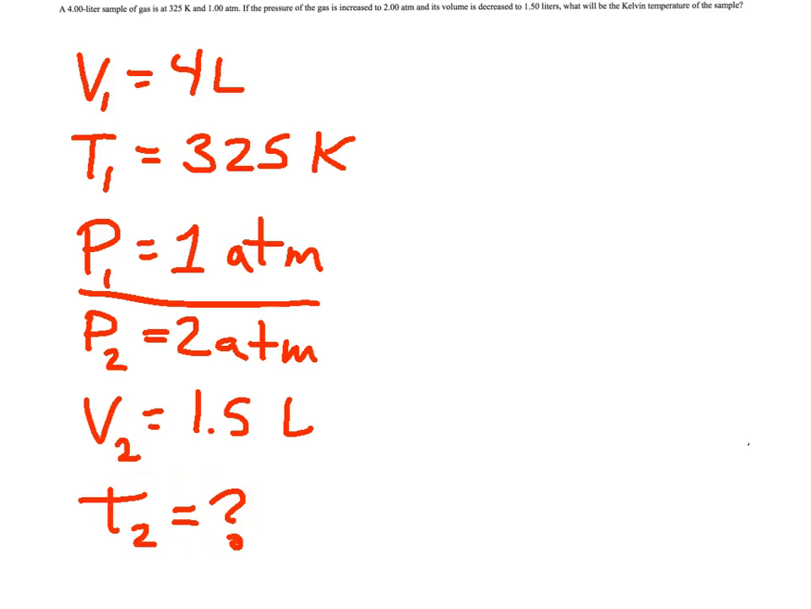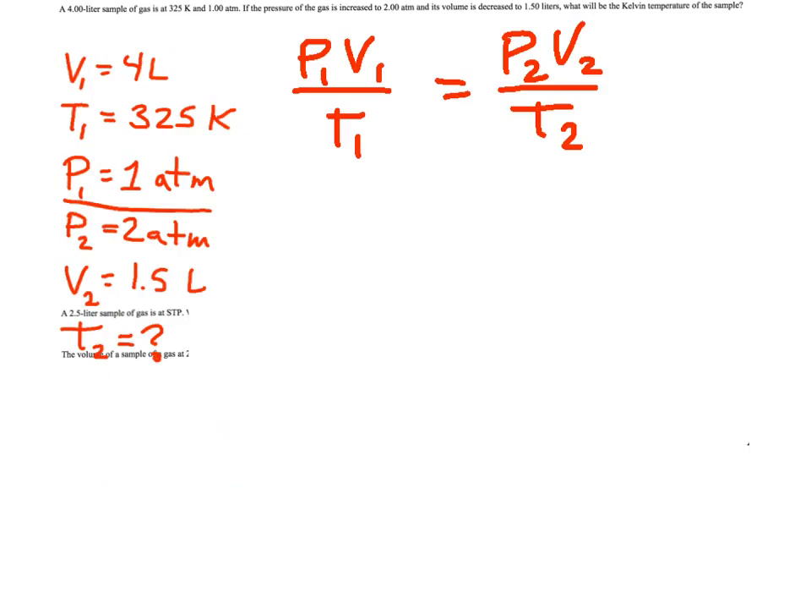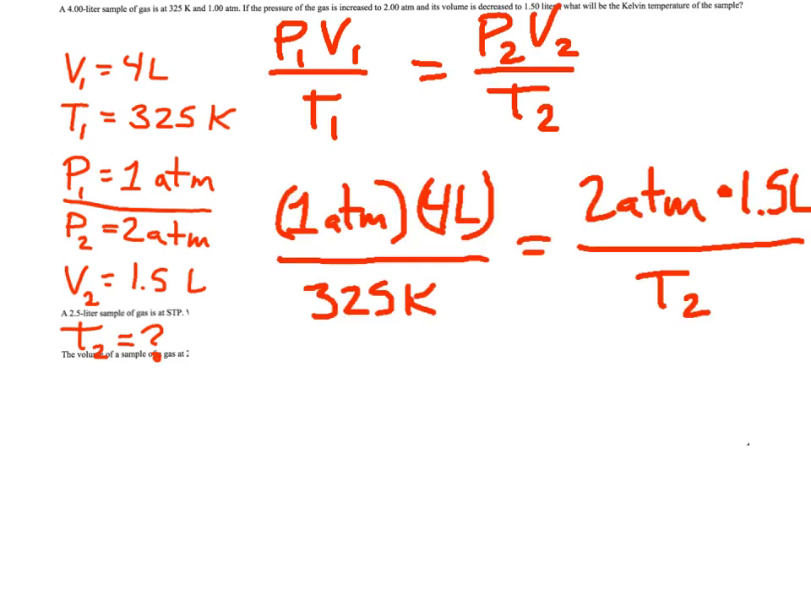Now we're going to plug these into our equation and make sure that we leave T2 in there as our unknown. Make sure that you place each known in its proper place in the equation. Okay, go ahead and run the numbers. So 1 times 4 divided by 325, and then put that number down here on this side. Over here we have 2 times 1.5. You can put that number over here on this side, and then make sure you leave T2 on the bottom.